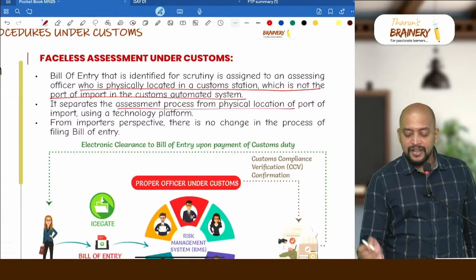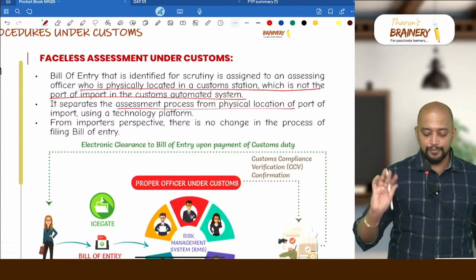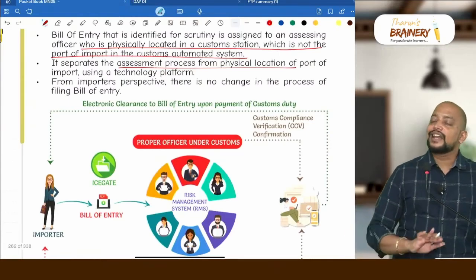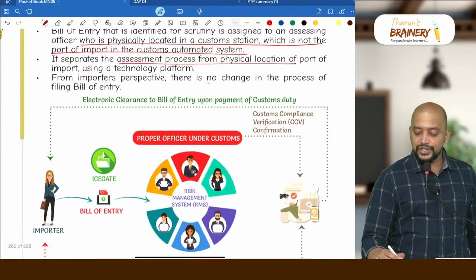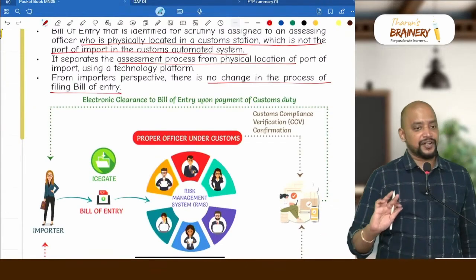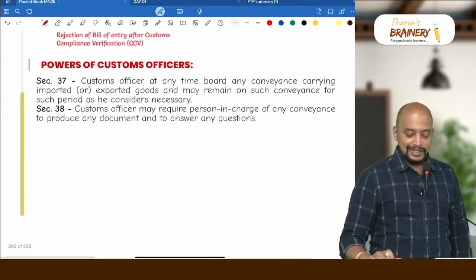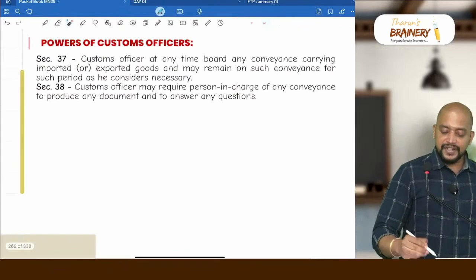Assessment process from the physical location of the port of import using a technology platform. From the importer's perspective, is there any change? No change. No change in the process of filing the bill of entry. Just these points you write if you get a question on faceless assessment. Then, what are the powers of the customs officer?